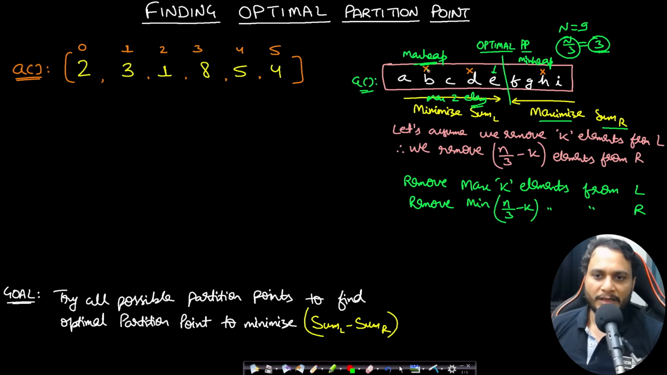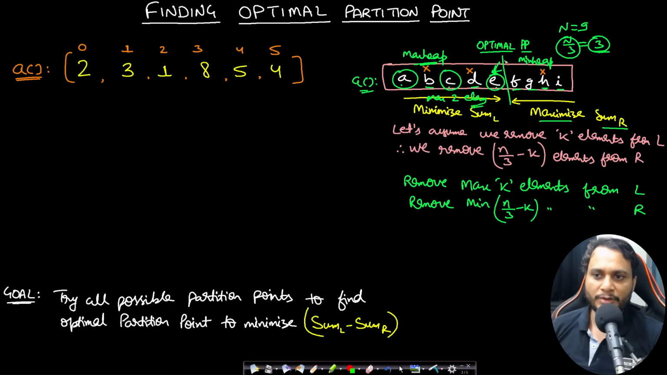So in this way, if let's say B and D were the maximum elements on the left side, you will end up with A, C, E on the left side, and on the right side if H was the minimum element, then this will be removed and F, G, I will be taken. So A plus C plus E minus F plus G plus I will be calculated, and that is how we can get an optimal minimized value for this particular partition point.